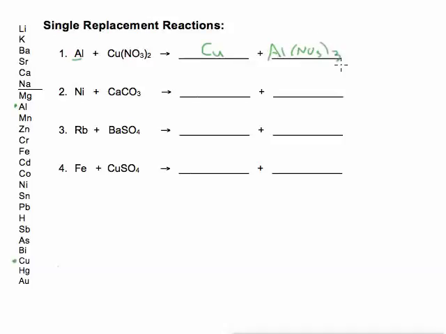this formula. And then we need to balance the equation. Because we have 2 here and 3 here of those nitrates, they're both going to go to 6. And this is our correct answer for predicting products for this reaction. Let's look at number 2.